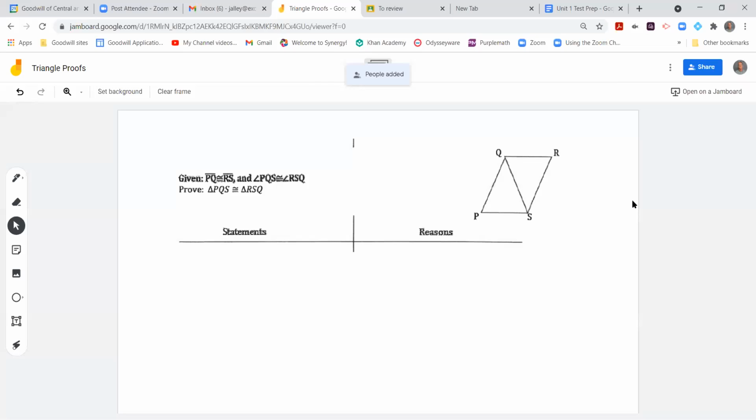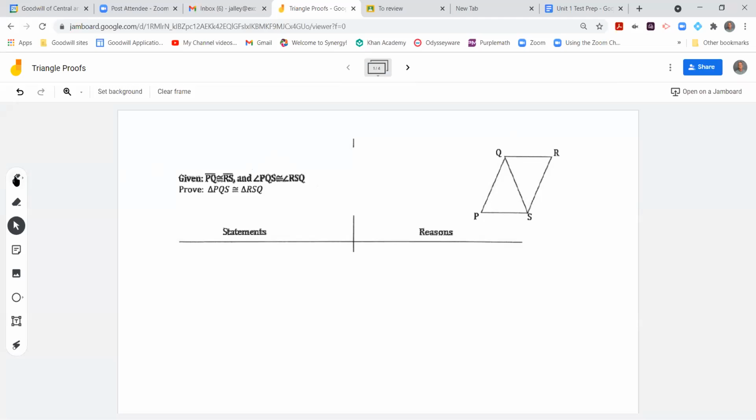All right, here's a Jamboard. I'm going to go through three proofs here. I just shared it out to everybody. I got segment PQ, or side PQ, is congruent to segment RS. Visually I see that here, PQ and RS. And triangle PQS is congruent to RSQ.